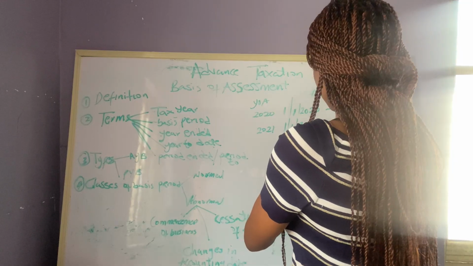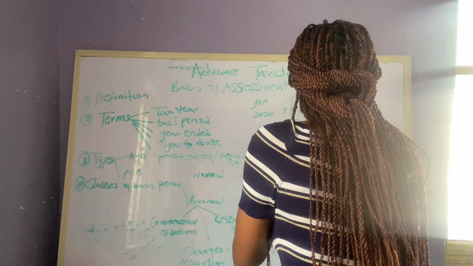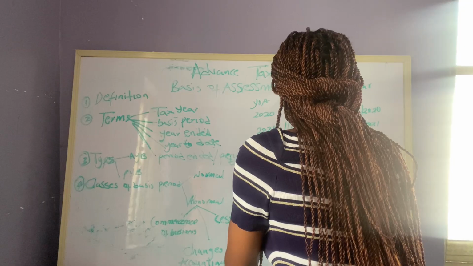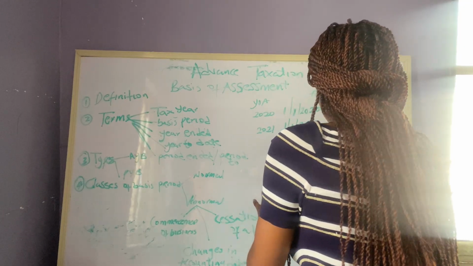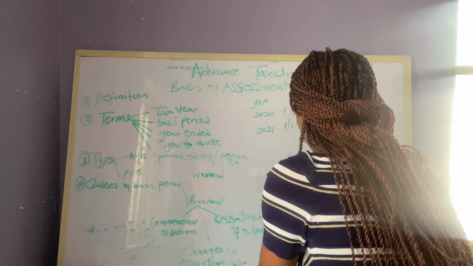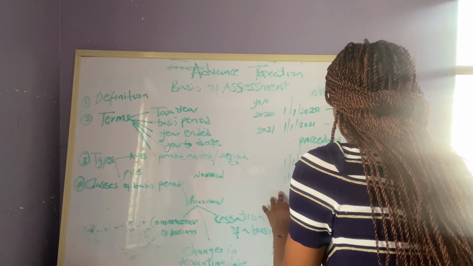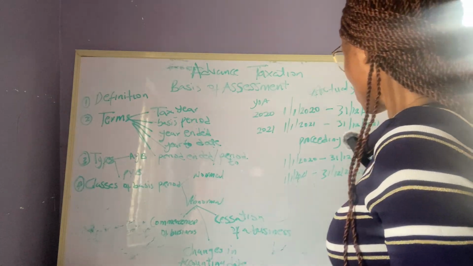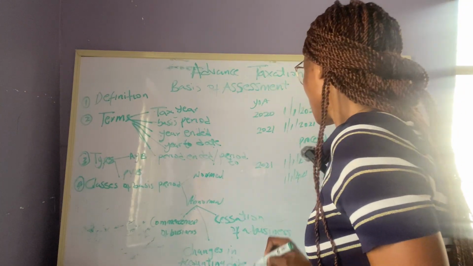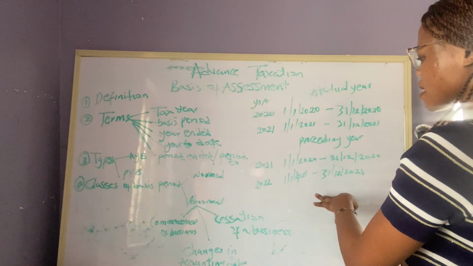So we now want to give an example of preceding year. For preceding year, we have 1st of January 2020 to 31st of December 2020, right? Then 1st of January 2021 to 31st of December 2021. So in preceding year basis, this 2020 is going to be subjected to tax in 2021, while this will be subjected to tax in 2022. So you can see the difference.